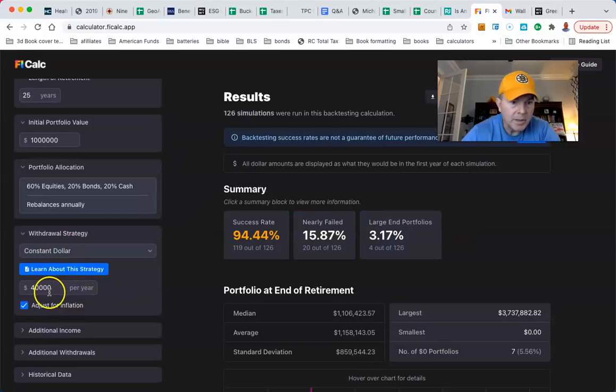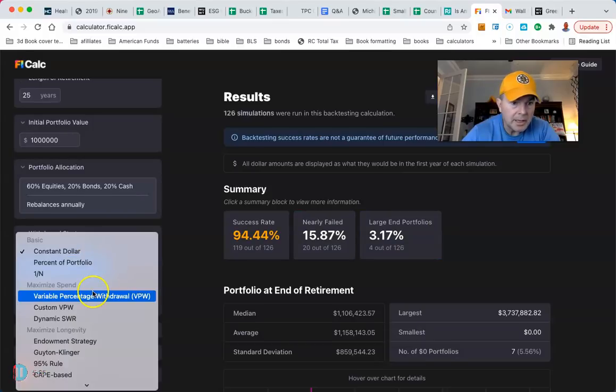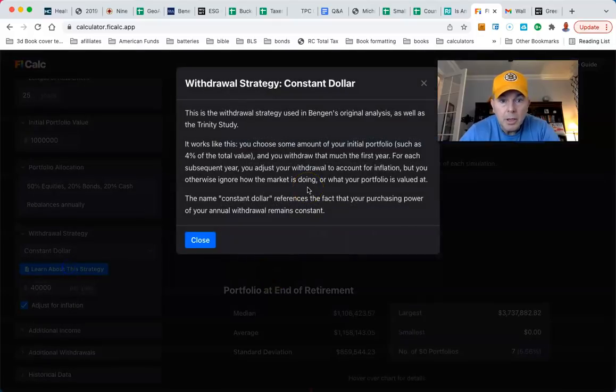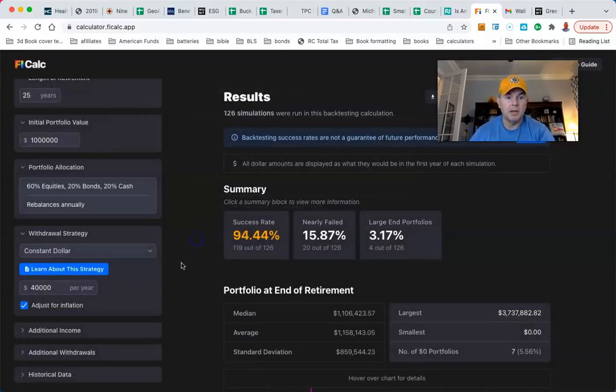We're taking 40,000 a year at constant dollar. I don't want that. Wait, is that constant dollar? Is that adjusted for inflation? Let's see what this says here. You choose a withdrawal such as 4%, and you withdraw that amount for each subsequent year, accounting for inflation. Okay, cool. So we got a constant.